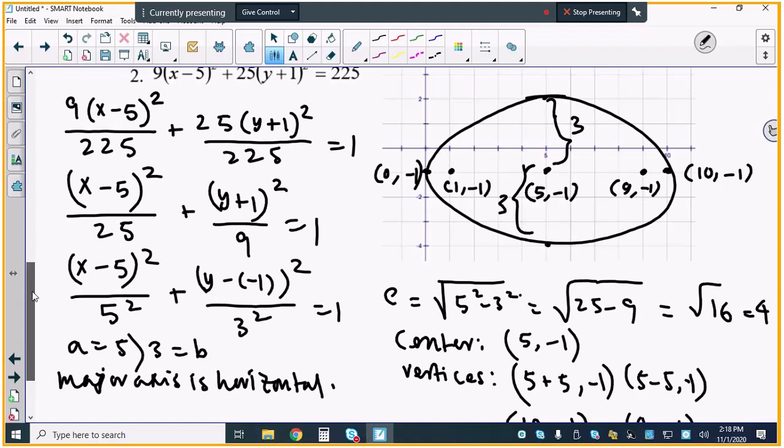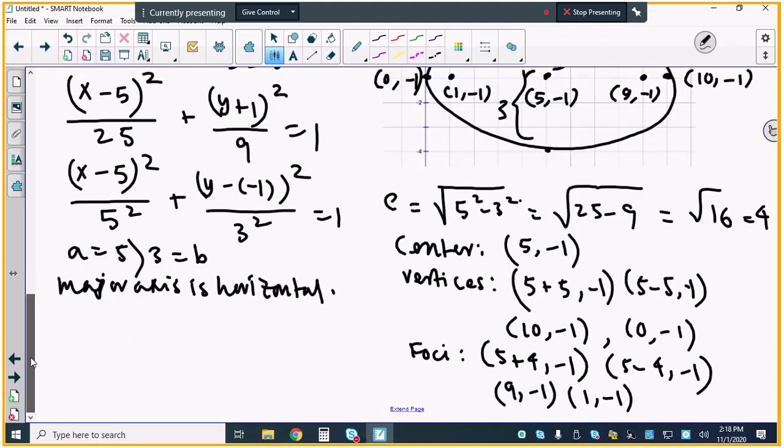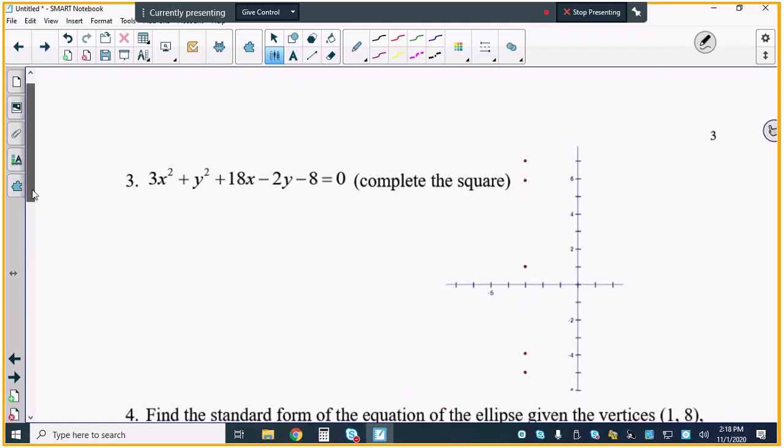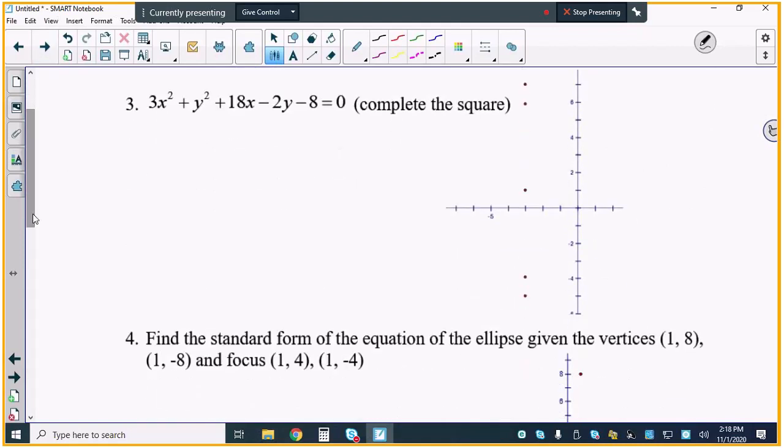All right. So let's see whether we can do our next problem. This problem again is given in the general form, so it will probably require us to complete the square. So 3x squared plus y squared plus 18x minus 2y minus 8. So first and foremost, what I would like to do is complete the square. We will say 3x squared plus 18x together, plus y squared minus 2y together, and put the 8 on the other side.